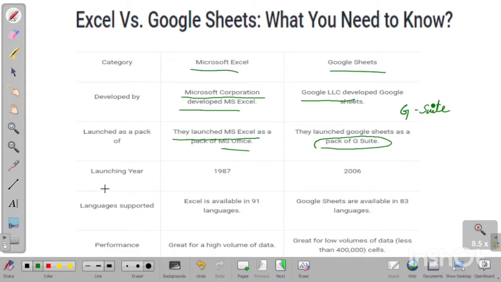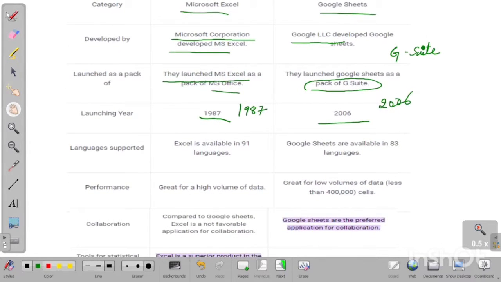Okay, right. Next, launching year. When was Microsoft Excel launched? As I told you, the 1980s. That is exactly 1987. Microsoft Excel was launched in 1987. Next, what about Google Sheet? Google Sheet is recent, since 2006. It was launched in 2006. Launching year is completed. Next, languages supported. Excel is available in 91 languages. Coming to Google Sheet, it is available in 83 languages.